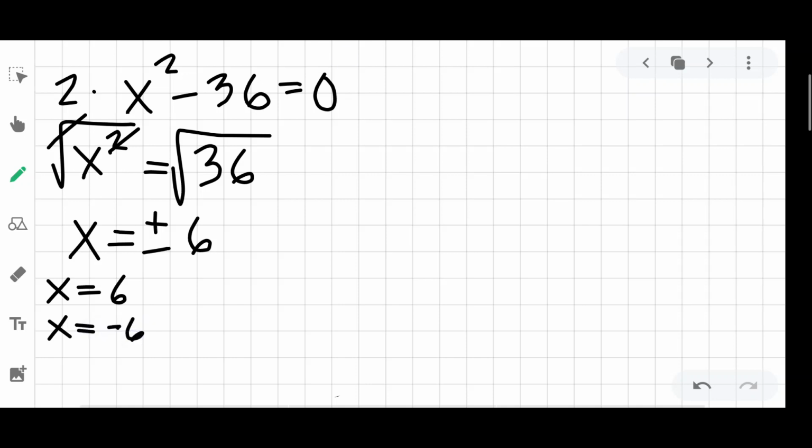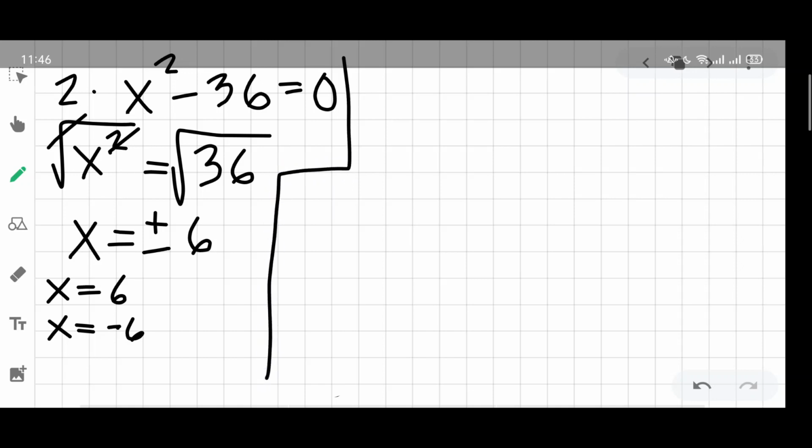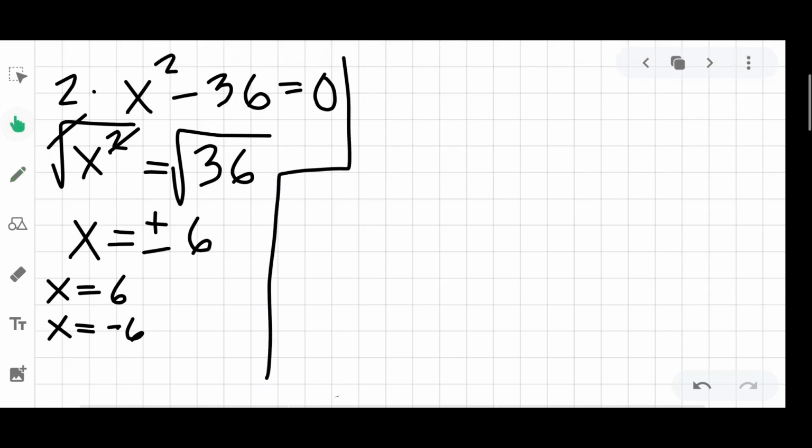So, kung gusto nyong i-check kung tama ba yung nakuha nating sagot, ang gagawin nyo lang is i-equate lang natin as x is equal to 6. So, check natin. Yung una nating solution, which is x equals 6. Copy the original equation. X squared minus 36 equals 0.